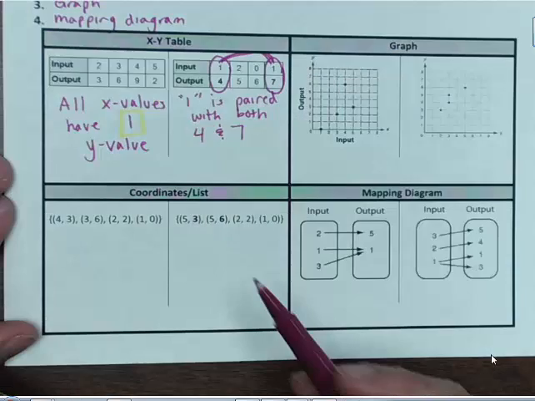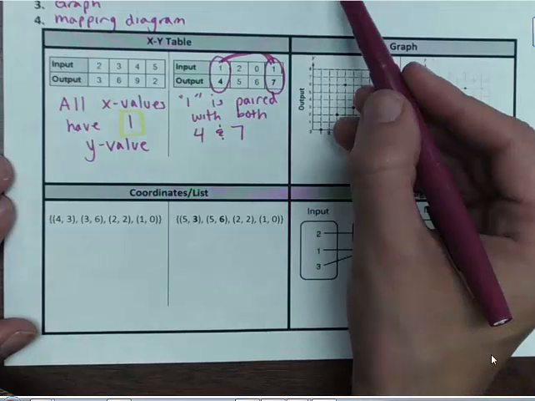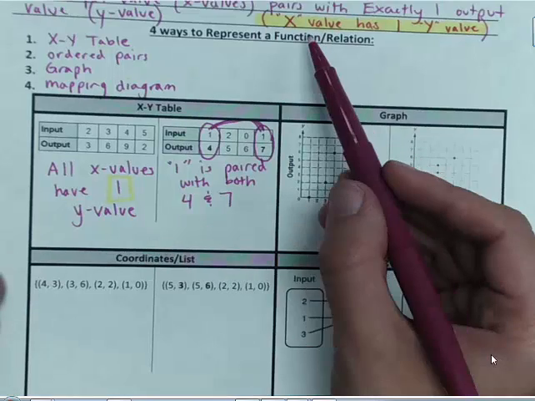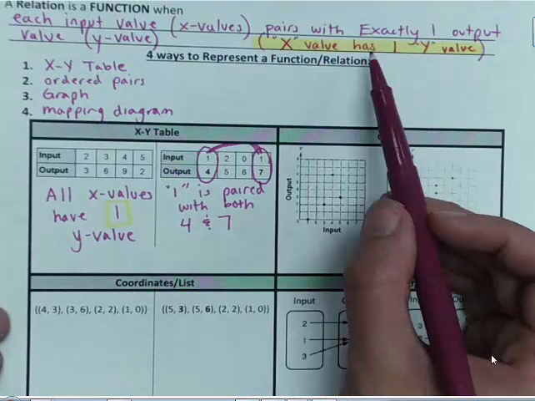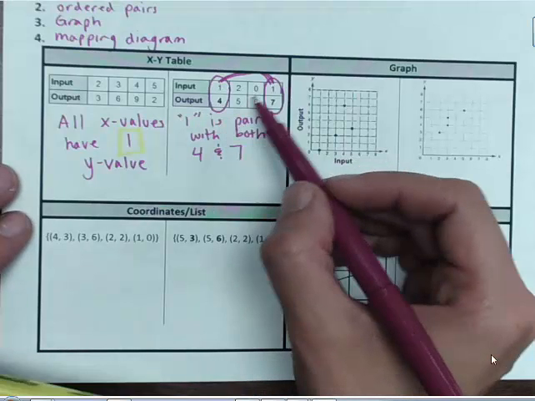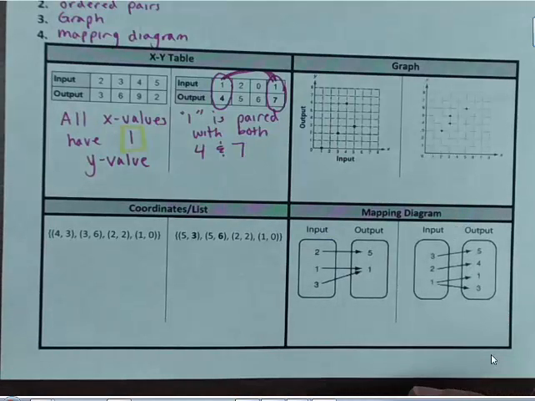Okay, it's paired up with 4 and it's paired up with 7. That does not match up with our definition of a function, that the x value has 1 output. This x value has 4, and that same x value has a 7. So they're 2 totally different outputs, which means this is not a function.